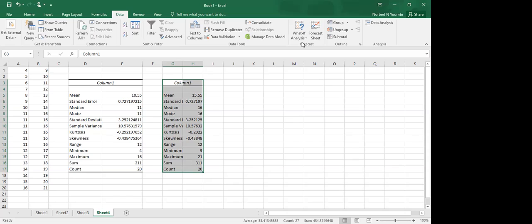Are the means the same? What happened to the mean? The mean increased by 5. If you add 3, it will increase by 3. What about the variance?